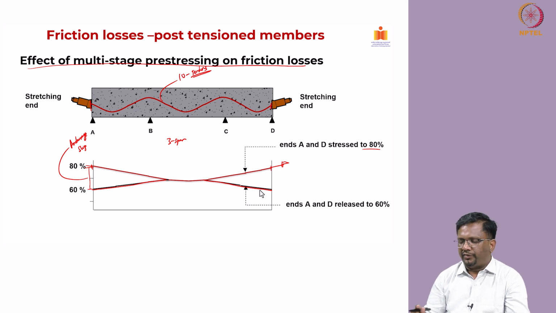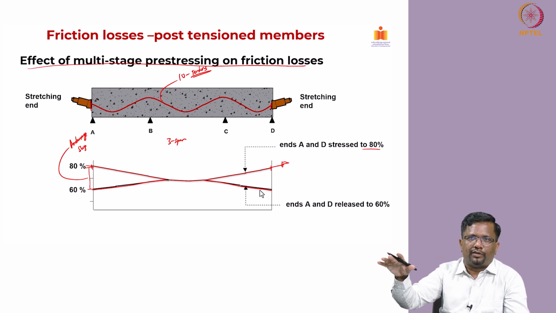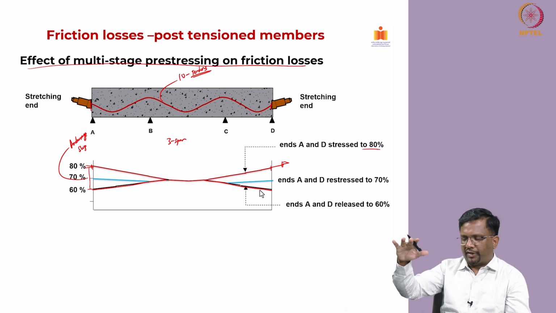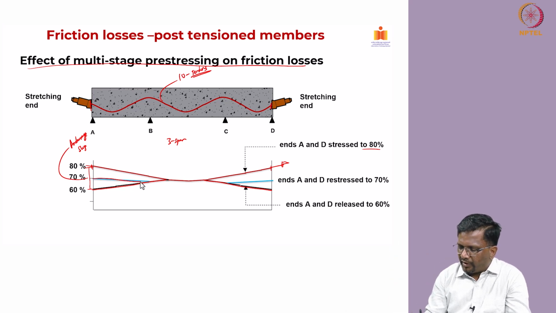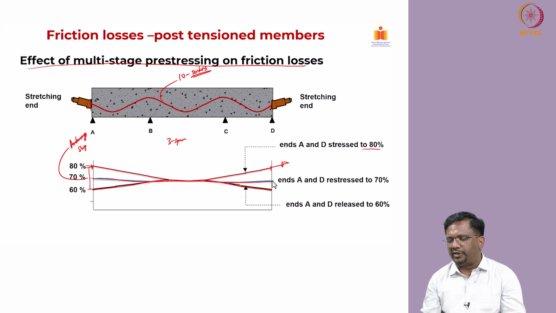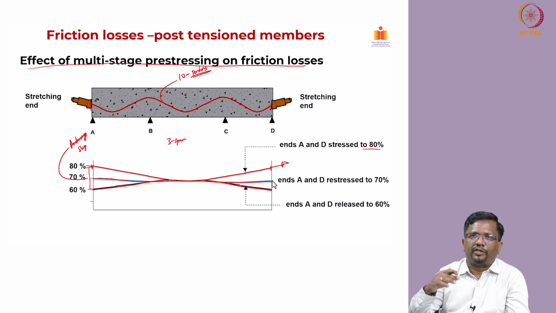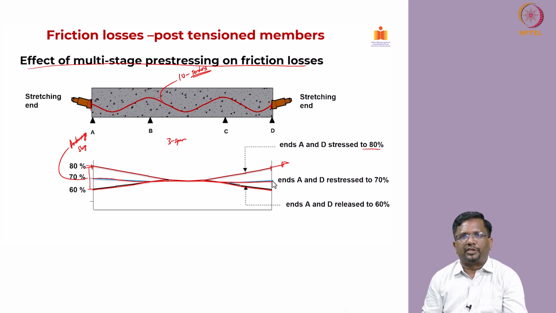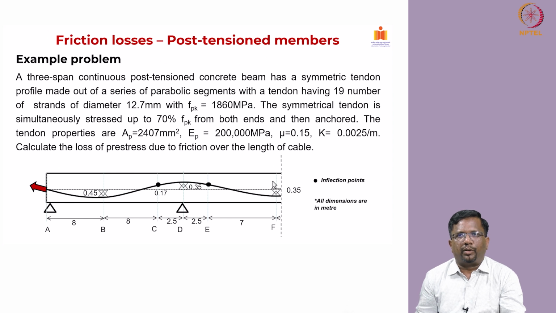But what we want is an average stress along the entire length, nearly the same pre-stressing stress or force along all the 3 spans. So, what we do is, we stretch it to 80 and then when I release it to 60, it comes down, right. Then again I stretch it back to 70. In this way I will get this kind of an average stress. So, this kind of multiple levels of pre-stressing can be done, which will help in getting an average pre-stressing stress along the entire length of the span. Let us look at an example problem.